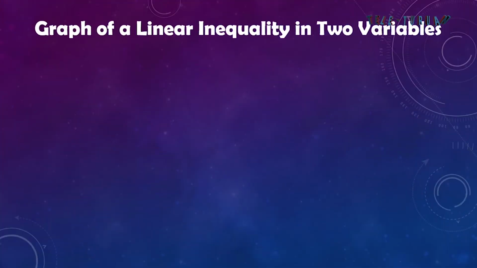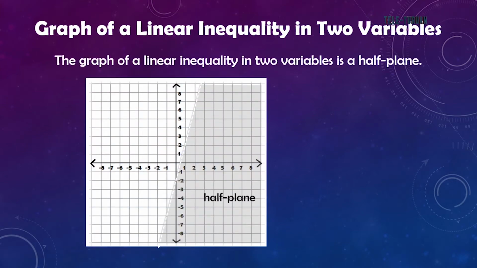You might wonder now, what does the graph of a linear inequality in two variables look like? The graph of a linear inequality in two variables is a half plane. You can see it on your screen now. The line on the graph divides the Cartesian plane into two half planes. It is called the plane divider. The plane divider is sometimes a dashed line and sometimes a solid line depending on the given inequality. All points in the shaded region of the graph are part of the solution set of the inequality.